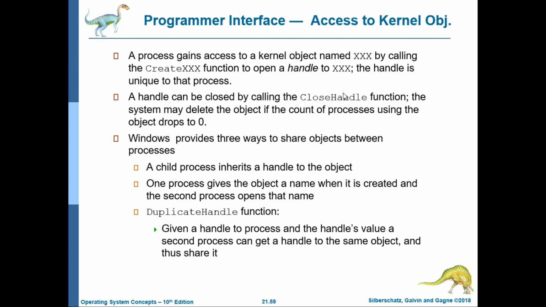So Windows provides three ways to share objects between processes. Either a child process inherits a handle to the object, or one process gives the object a name when it is created, and the second process opens that name. And then we have another one, the DuplicateHandle function. Given a handle to a process and the handle's value, a second process can get a handle to the same object and thus share it.